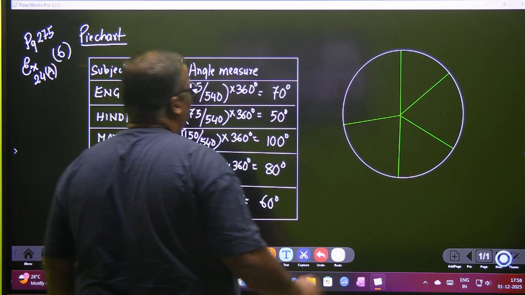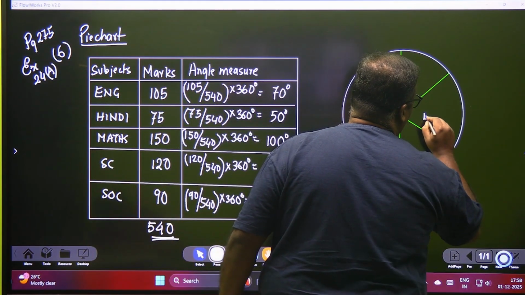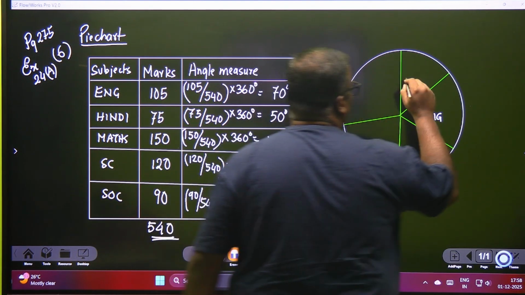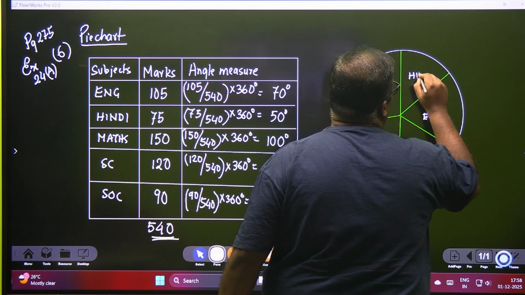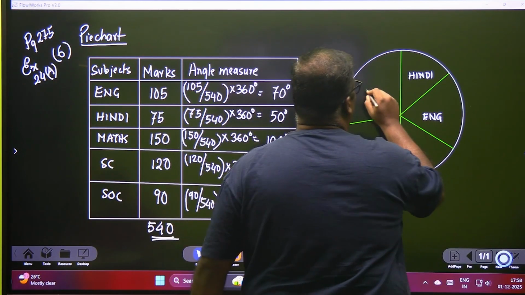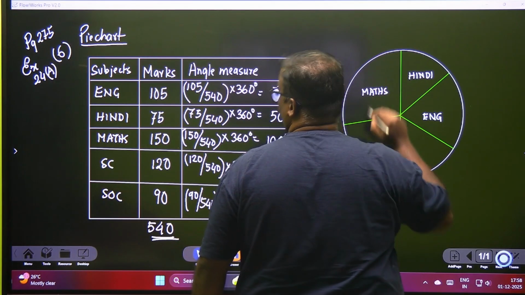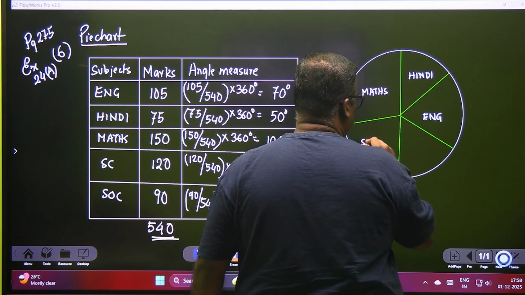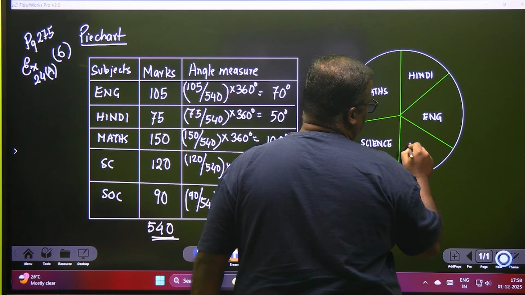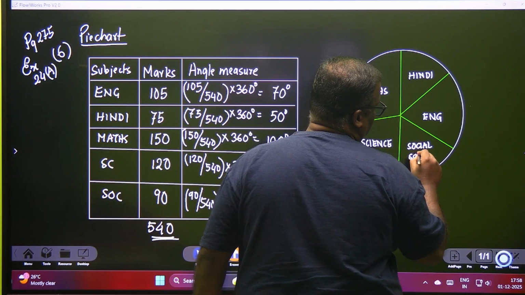So I start labeling. I started from this quadrant. This was English. After English I went to Hindi. After Hindi I went to maths. After maths I went to science, and after science I went to social science.